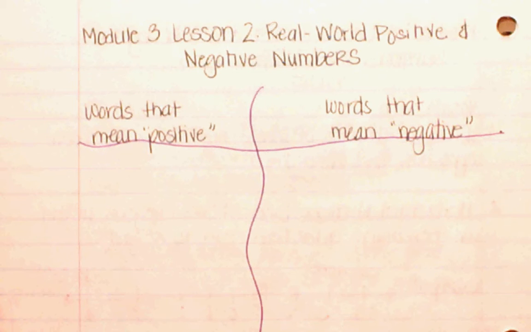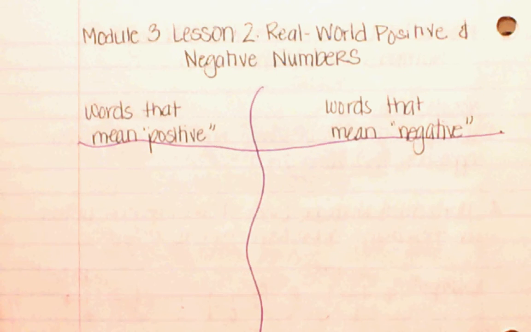Hi guys, today's lesson is Module 3, Lesson 2, Real World Positive and Negative Numbers. Today's lesson is going to go through looking at sentences, statements, and phrases that have words with an integer involved, and you have to decide if there needs to be a negative sign or positive sign attached to that integer number.